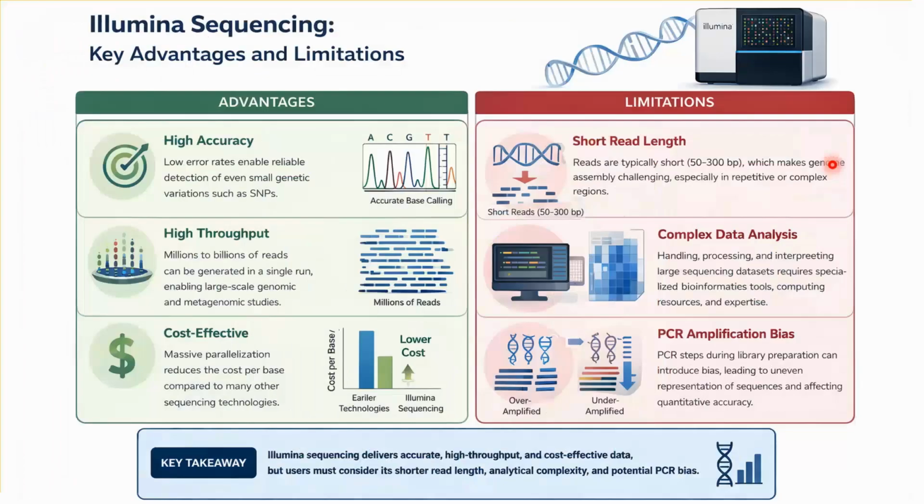Now let's look at some of the key advantages. Illumina sequencing offers high accuracy, allowing reliable detection of even small variations. It also provides high throughput, meaning millions of reads can be generated in a single run. And most importantly, it is cost effective on a per base basis.